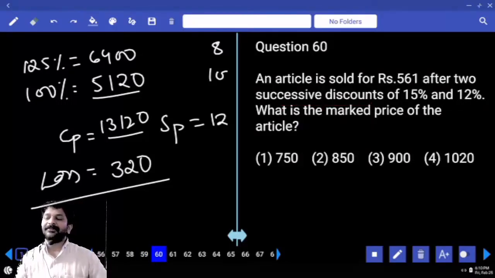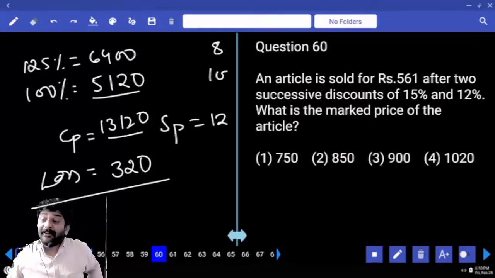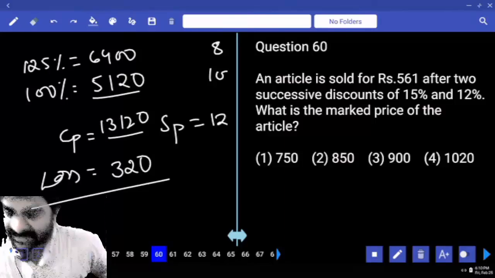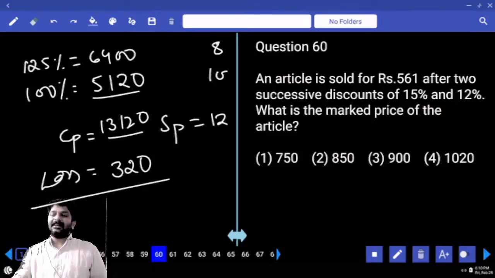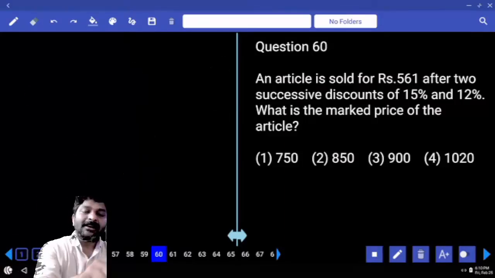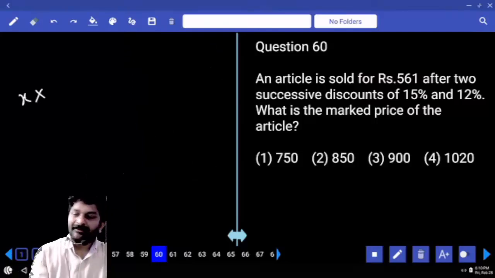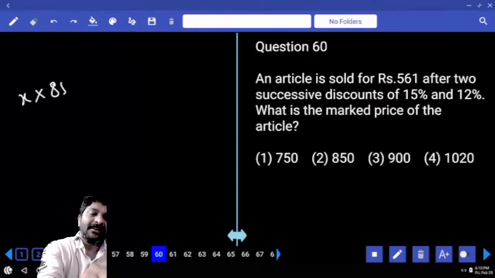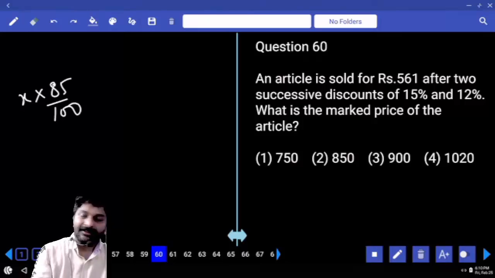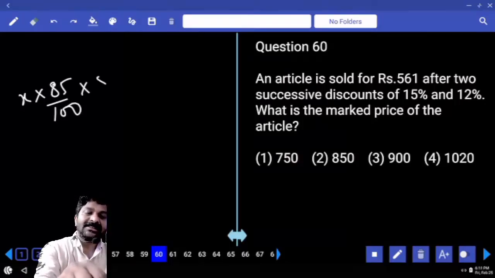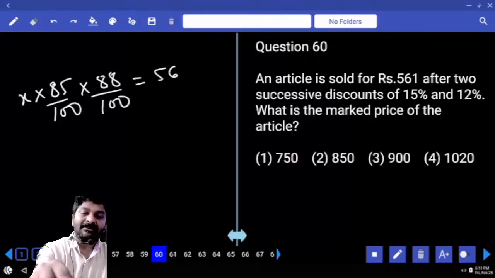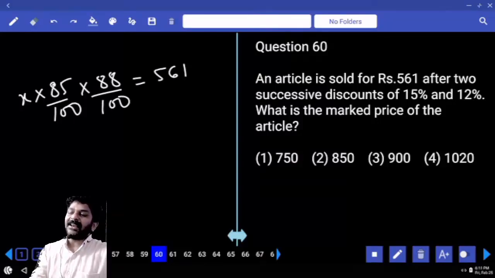An article is sold for 561 after 2 successive discounts of 15% and then 12%. What is the market price of the article? Right. Now, market price, let it be X rupees. On that, first 15% discount is offered. Value becomes 85%. Again 12% discount offered. It becomes 88% and the value is equal to 561. And we were asked to calculate X value.